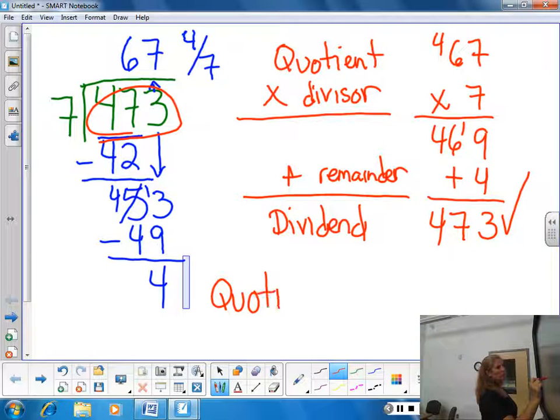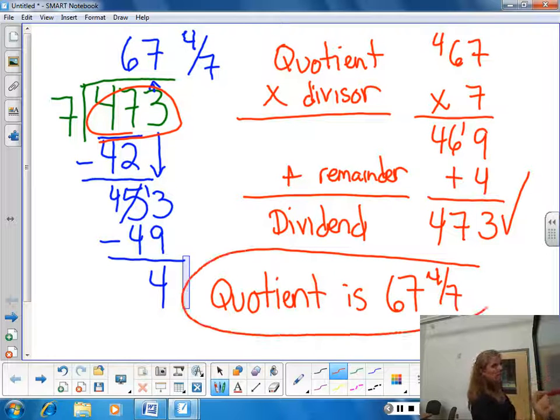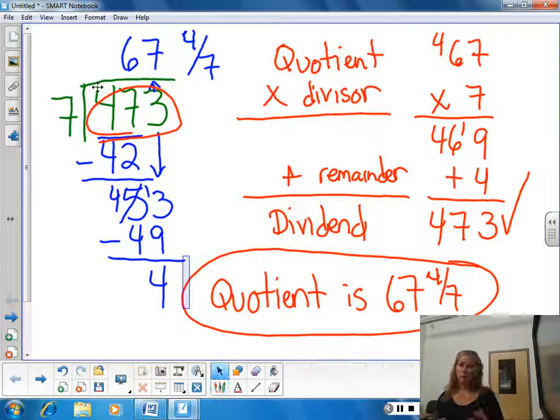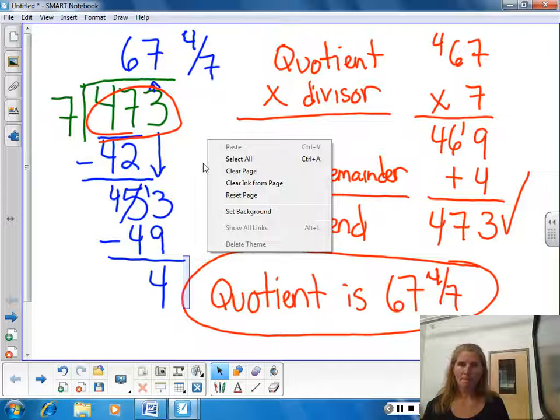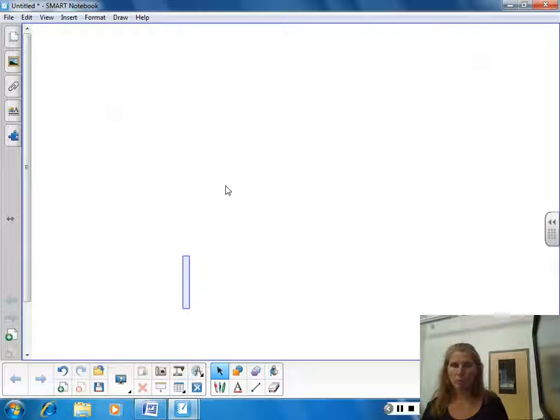I don't think you need to rewrite this like I'm doing, but I'm just going to do it. My quotient is 67 and 4 out of 7. That would be my final answer. That check up there is not the answer, it's just a check to see if we did it correctly. And that is like number 4 on your homework page.